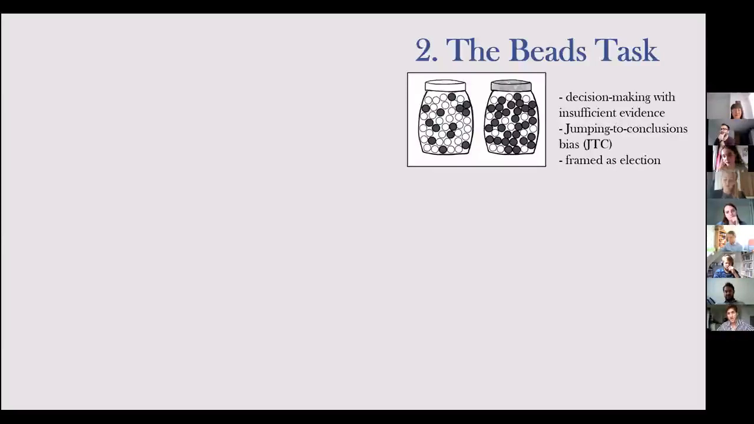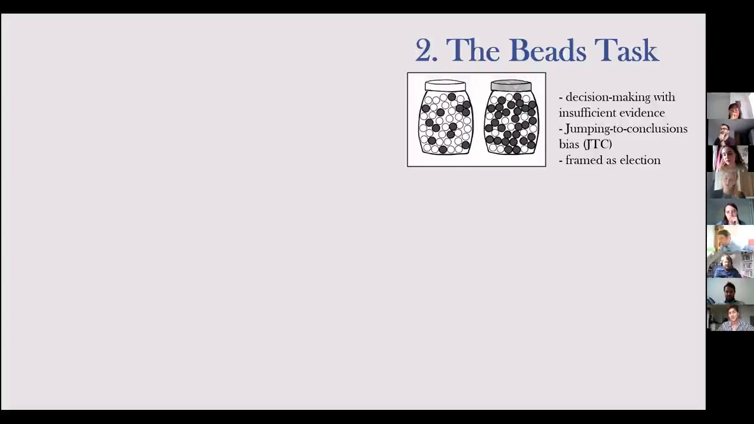And this paradigm has in the past mostly been used to research the jumping to conclusions bias in individuals with schizophrenia, because this was found to be involved in delusion, and people with delusions seem to make their decision after maybe 1 or 2 draws of beads, which is incredibly soon.